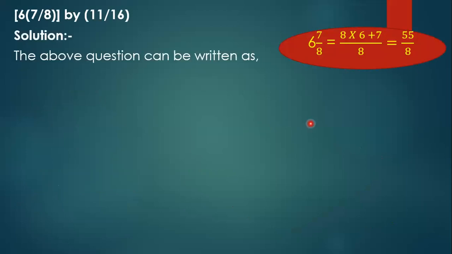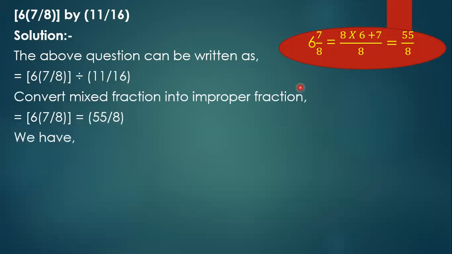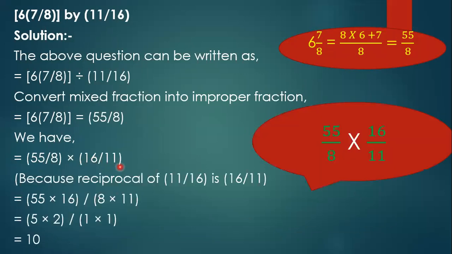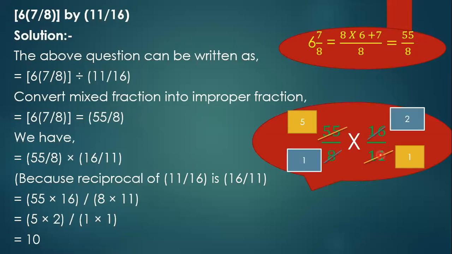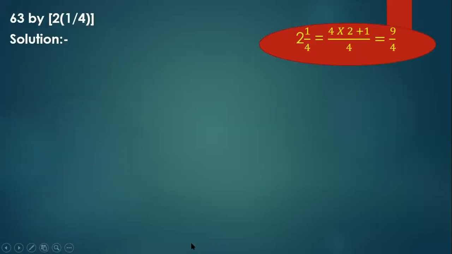Next we have, simply we'll convert 6 7 by 8, which can be written as 8 multiplied by 6 plus 7 by 8, which is 55 by 8. Okay, we keep the first number as it is. Division gets changed to multiplication. We find the reciprocal of the second fraction. Okay, how will we multiply? See children, 11 and 55 both get cancelled by 11, one time and 5 times. 16 and 8 get cancelled with each other, 1 time and 2 times. Alright, we are left with 5 multiplied by 2, which is 10.